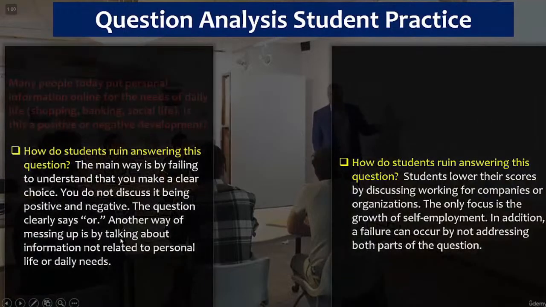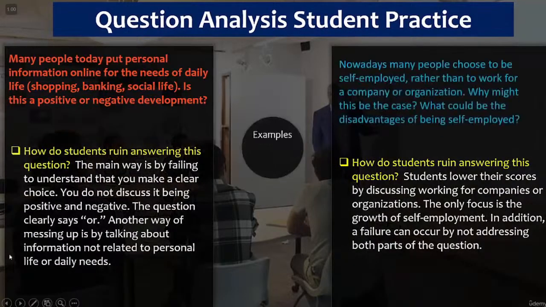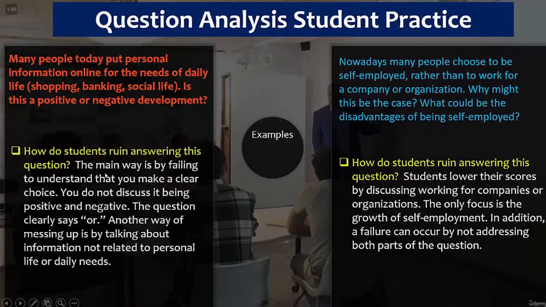Now, how do students mess up these questions? The first one in red, the main way is by failing to understand that you must make a clear choice, right? Not positive and negative, make a choice. Another way is by talking about information not related to personal life or daily needs.